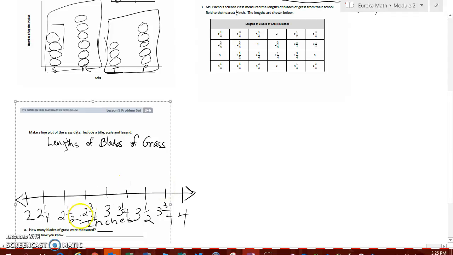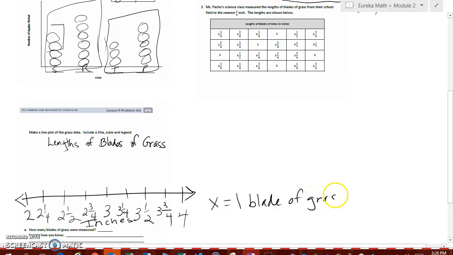So I have a title, a scale, and a legend. The legend is what x equals. I'm going to put that over here. X is equal to what? What are we measuring? Well, we're measuring blades of grass, so it's 1 blade of grass. Okay? All right, now I'm going to go back and make all my X's.